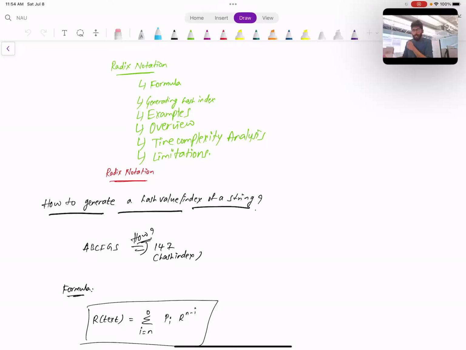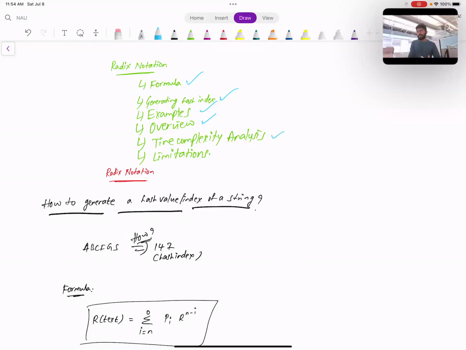Hello, everyone. In this session, we will be discussing Radix notation: why Radix notation is important and where we would be using it. We will discuss the formula of Radix notation and how to generate the hash index. We will definitely see some examples and a complete overview of how everything works behind the scenes, and we'll also see the time complexity analysis.